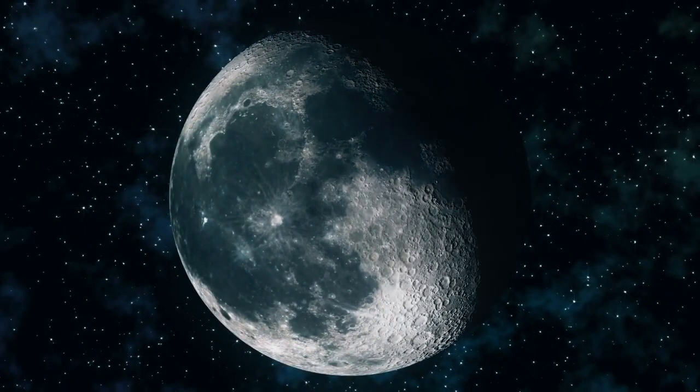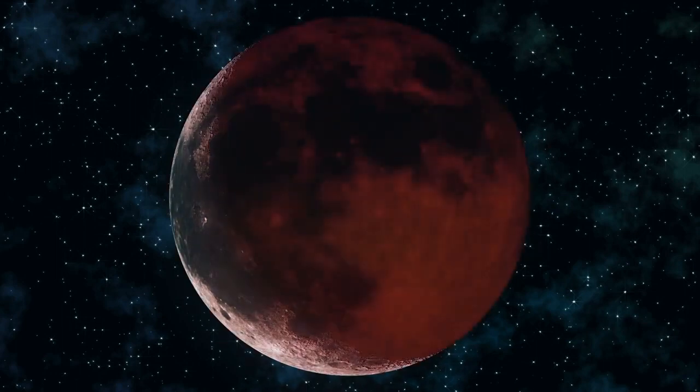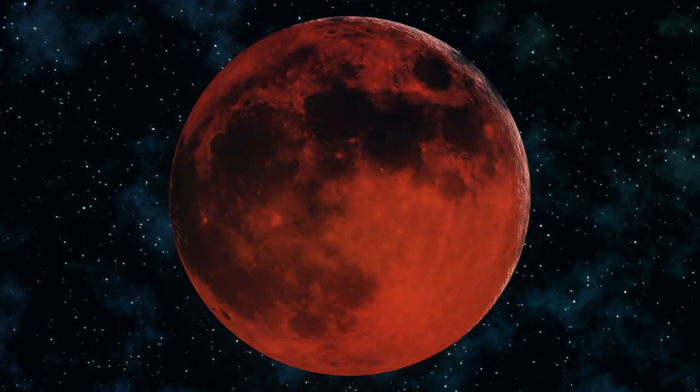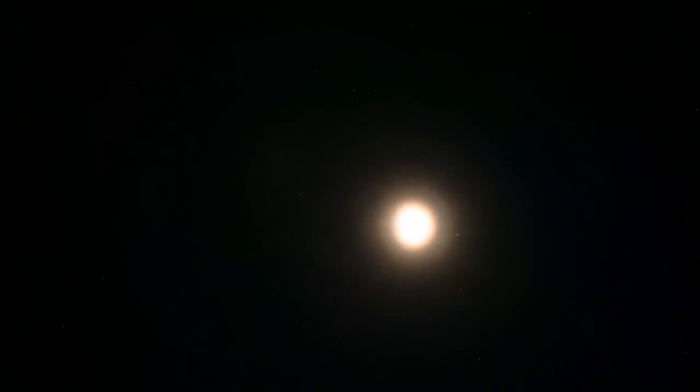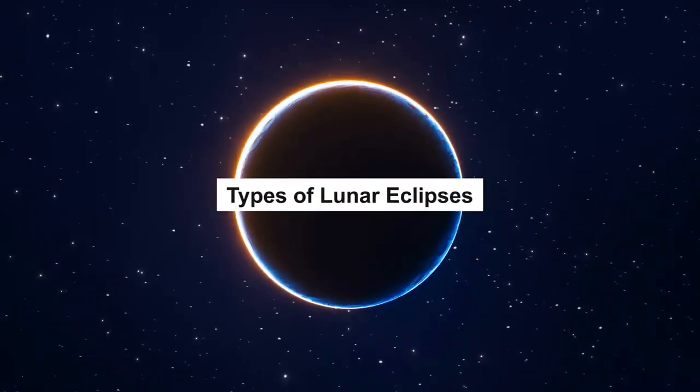Rayleigh scattering, a phenomenon, is the cause of the red coloration of the moon during a lunar eclipse. The sun's light is bent by the Earth's atmosphere, which causes the shorter blue wavelengths to disperse more widely than the longer red wavelengths. The moon then receives a reddish tint as a result of the red light reflecting off of it. Types of lunar eclipses.